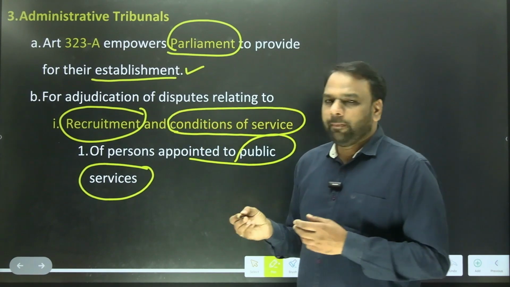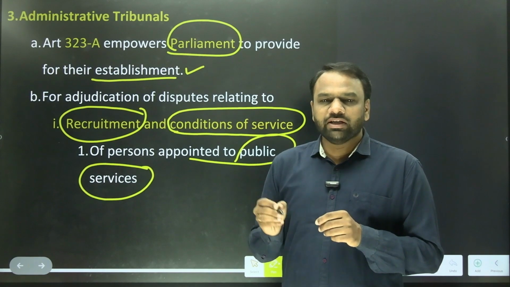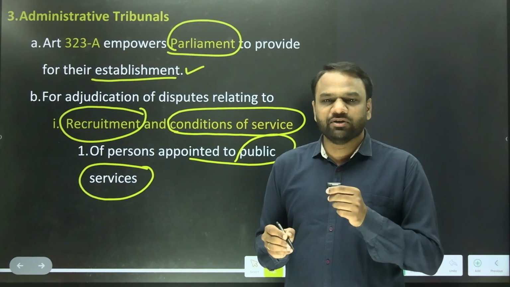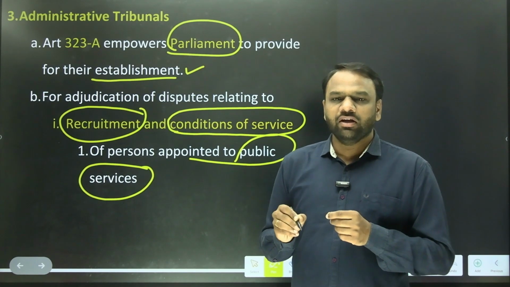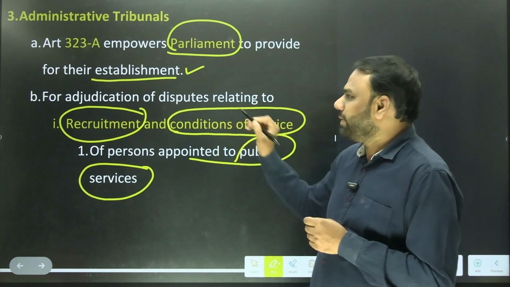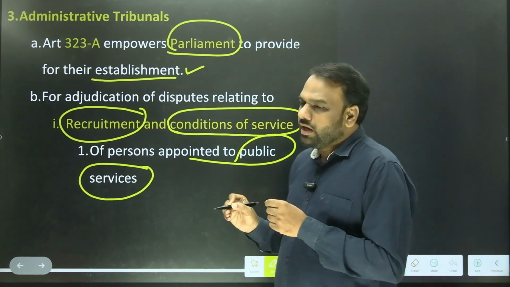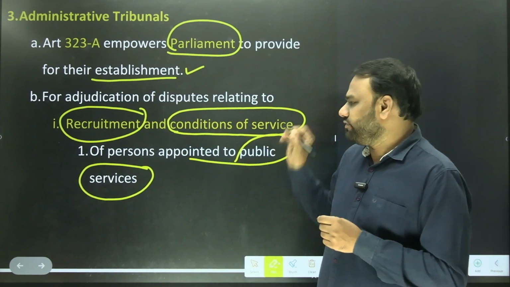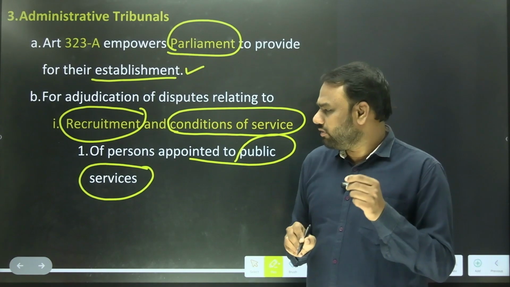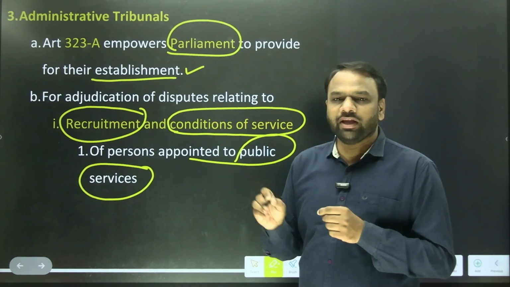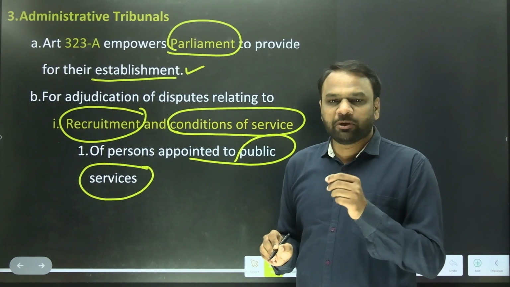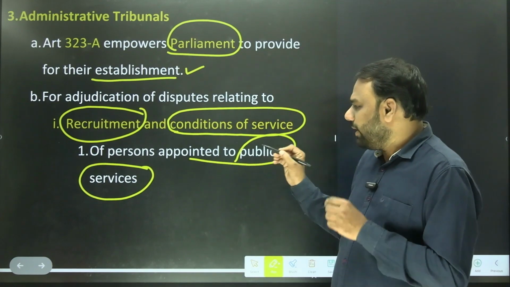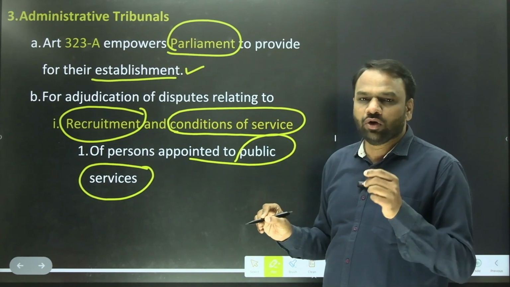Similarly, conditions of service, recruitment and conditions of service. For example, a person who has been appointed later finds that the salary that was promised is not being given, or the increment he was supposed to get is not being given. If these things happen, then again he can go to the administrative tribunals. So here we understood that the administrative tribunal deals with both recruitment matters as well as conditions of service, and of what kind of persons? Only persons working in government service, not persons working in a private company. It only deals with persons appointed to public services, that is, government services.